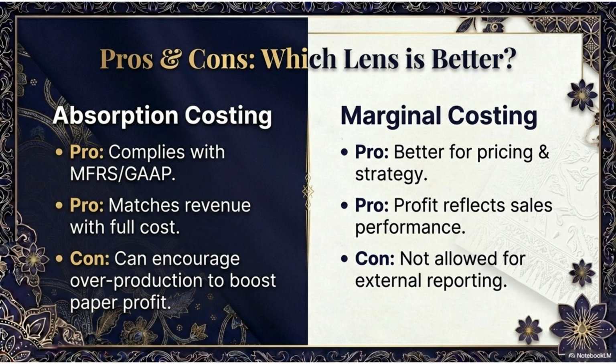Absorption costing has the advantage of complying with MFRS/GAAP, but can encourage overproduction. Marginal costing is better for pricing and strategy, but is not allowed for external reporting.